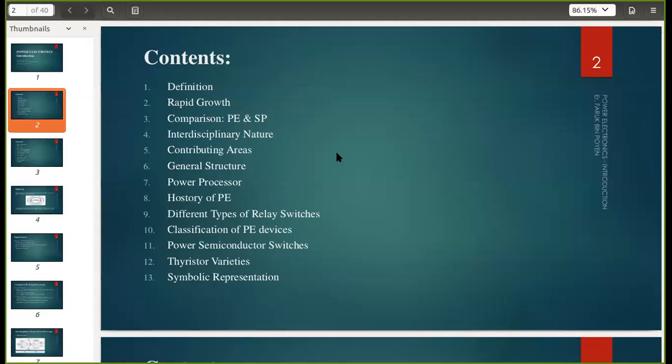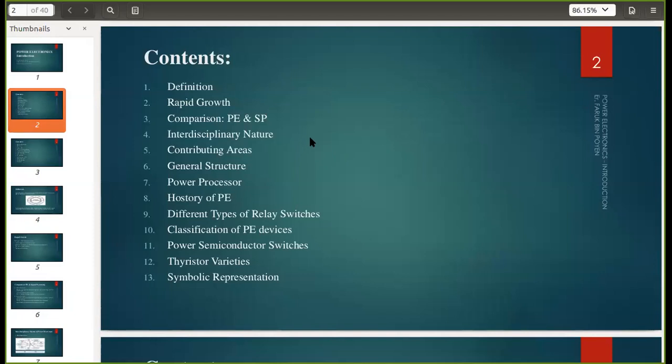interdisciplinary nature. That is, whether power electronics is concerned only with electronics and communication engineering, or with electrical engineering, or with mechanical, civil and other branches. Those branches are what we call interdisciplinary branches. So how is power electronics interdisciplinary in nature, and how does it contribute to the areas of communication, electronics, mechanical, electrical, civil, automobile? What are the contributing areas where it will contribute?